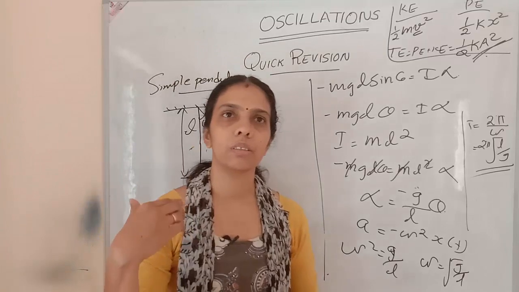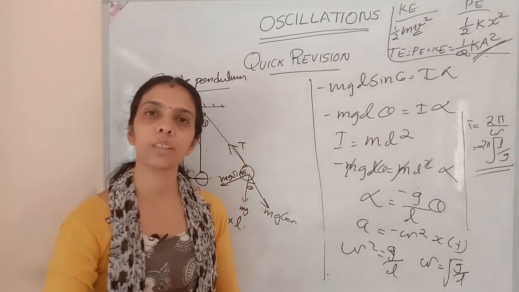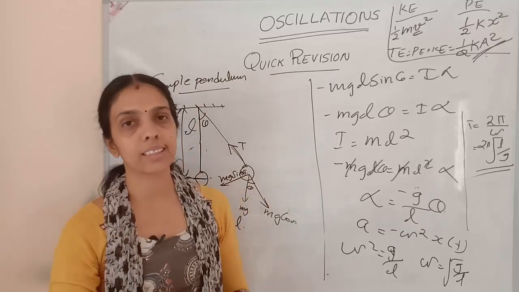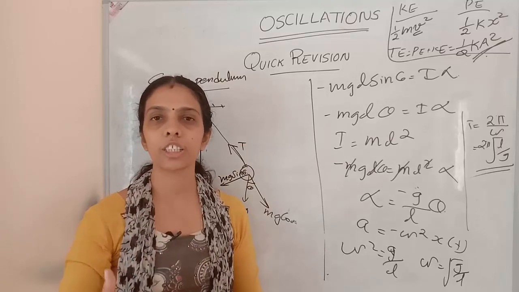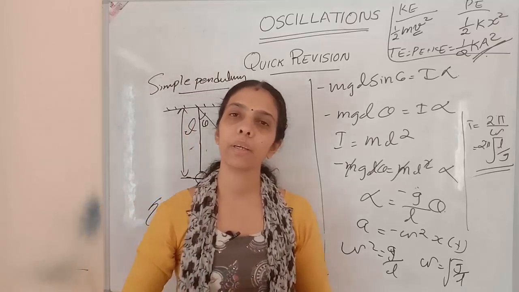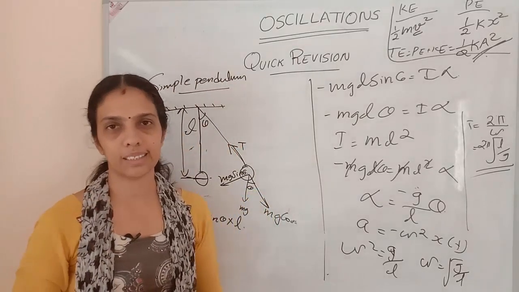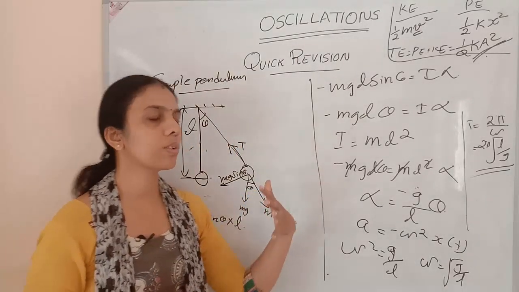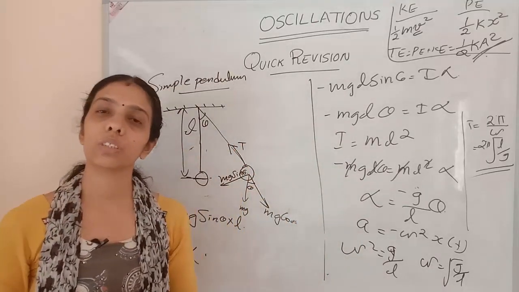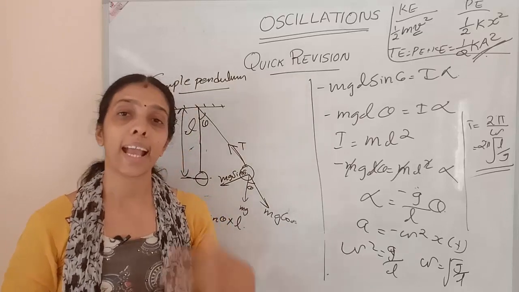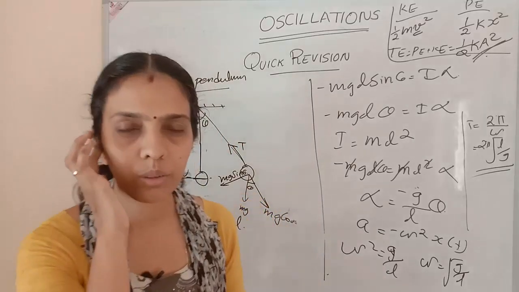Okay, so to avoid this damping, what can we do? We can apply an external force. That is called a forced oscillation. Forced oscillation means we avoid damping by applying an external force. Okay, clear? So forced oscillations are oscillations in which the amplitude is maintained because of the externally applied force. Okay, clear? So that is called a forced oscillation.